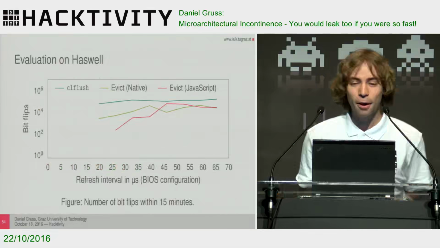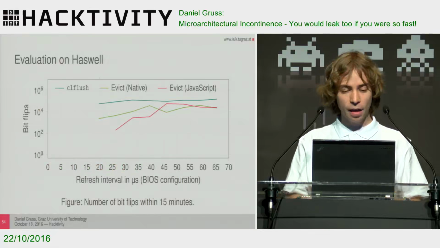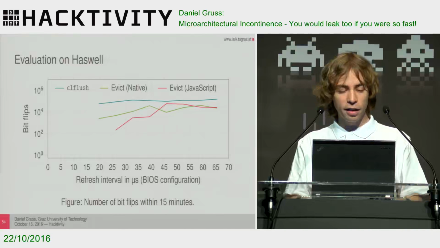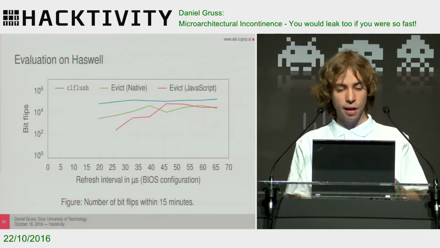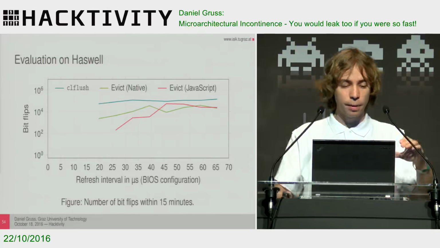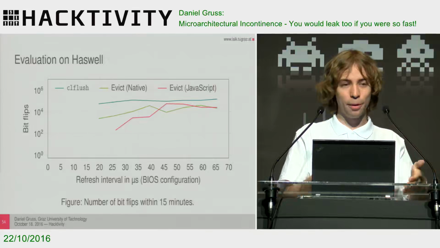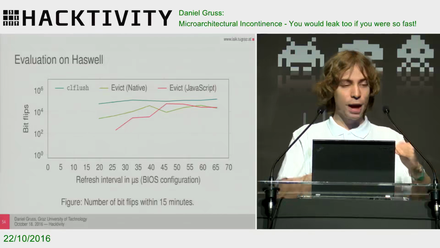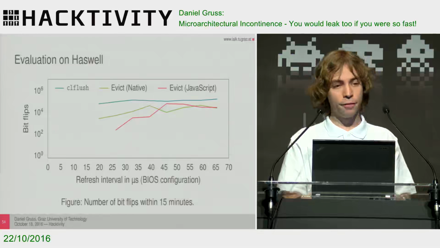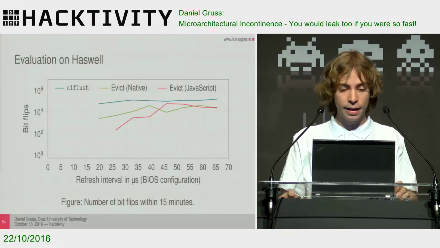So if we compare the number of bit flips now, here we have the number of bit flips with the classical row hammer attack with CL flush, our eviction-based row hammer attack in native code, and the eviction-based attack in JavaScript. Here you can see that the number of bit flips is a bit lower, but you don't really care about the number of bit flips. You care about whether there is a bit flip at all. So if you have a bit flip in native code with CL flush, you will also have a bit flip in native code with eviction. That's probably always the case.